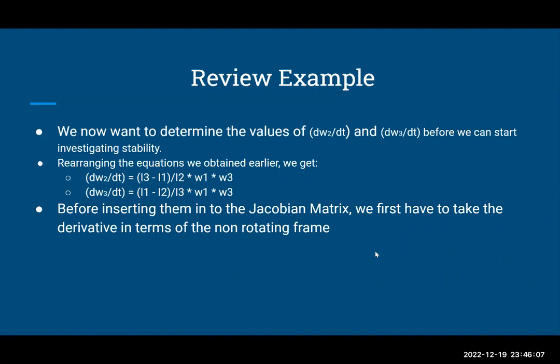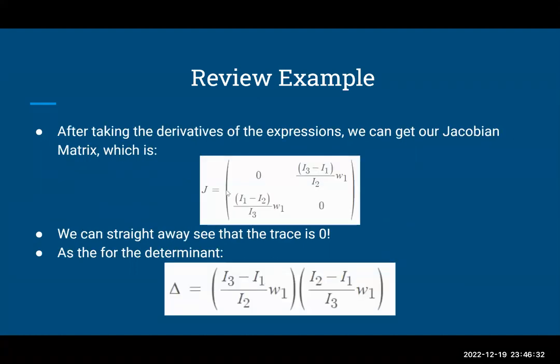So if we rearrange the equations, we get these two values. And then with these two values, we have to take the derivatives with respect to the rotation terms. So we'd have to take the derivative of w2 of this equation, and the derivative of w3 of this equation, before we can insert them into the Jacobian. So after taking the derivative of the expression, we get our Jacobian matrix, which just so happens to be this.